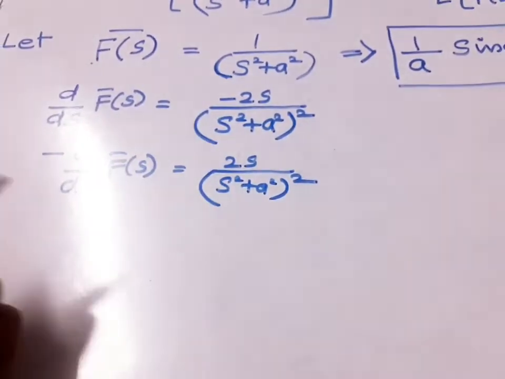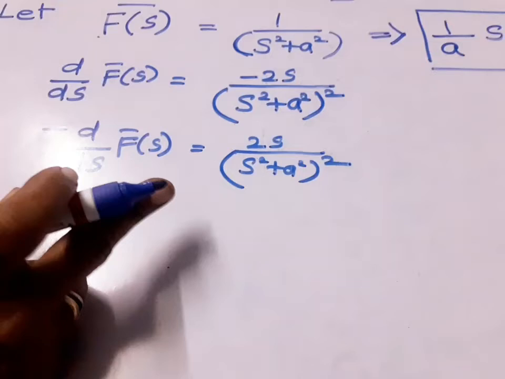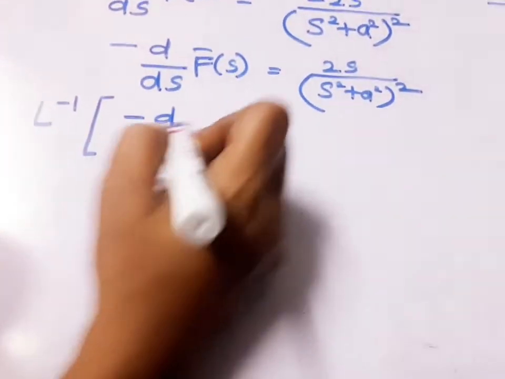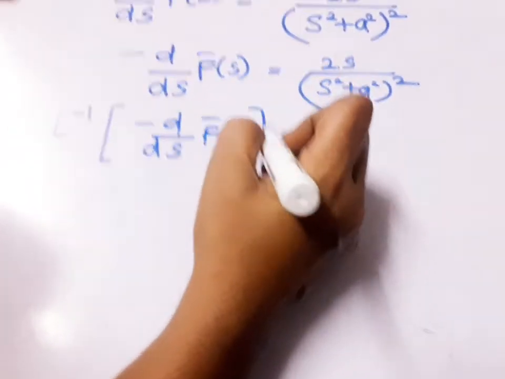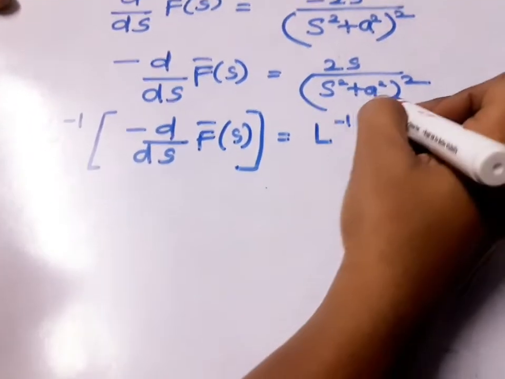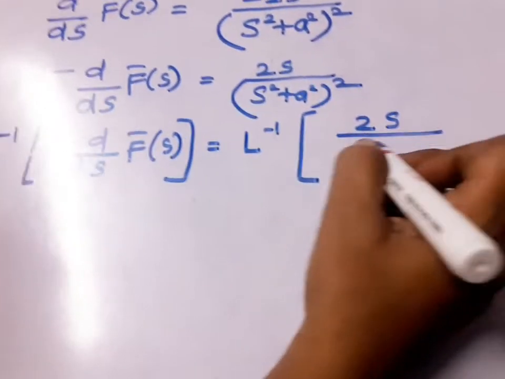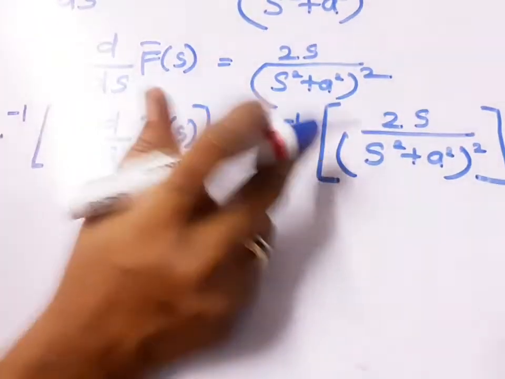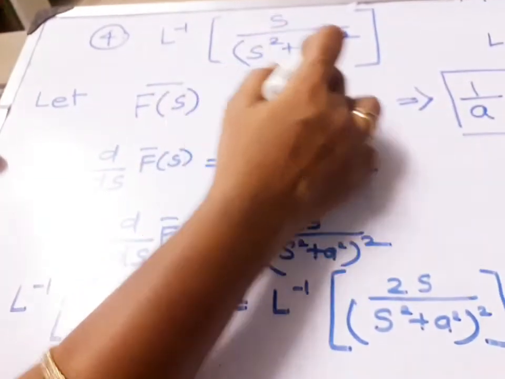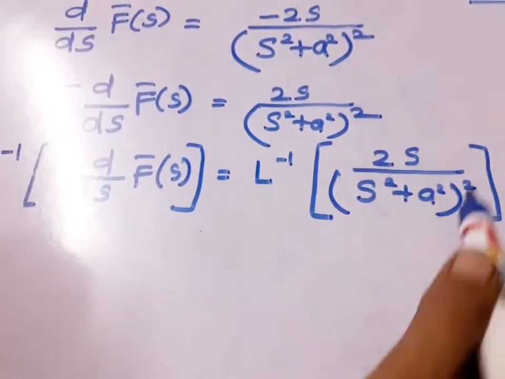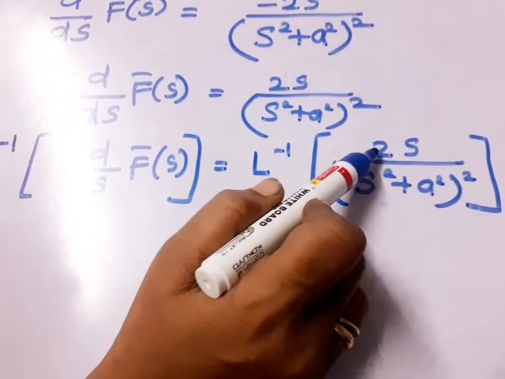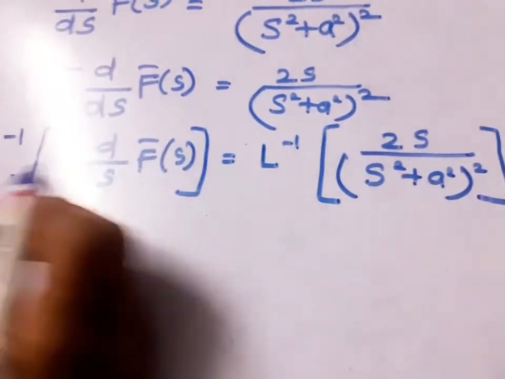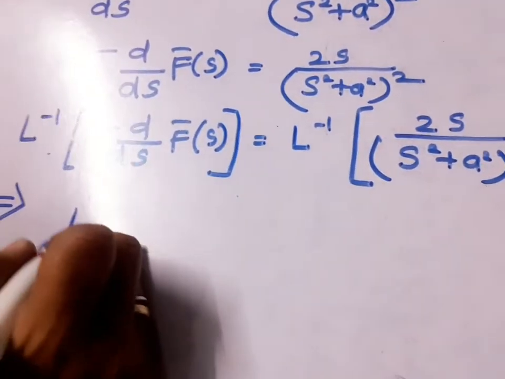I am taking inverse on both the sides. When I take inverse on both the sides, L inverse of minus d by ds of f bar of s is L inverse of 2s by s square plus a square the whole square. So actually we need L inverse of s by s square plus a square the whole square. That is what we have here now, except this 2. For which I can take this 2 outside, and let me divide 2 on both the sides for our convenience sake.